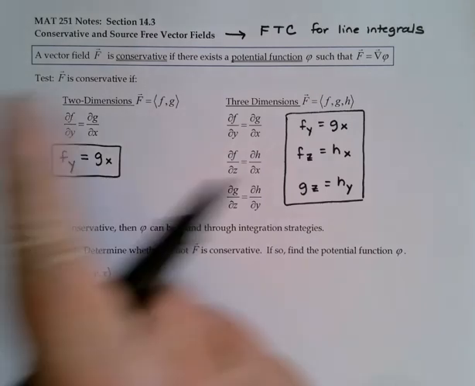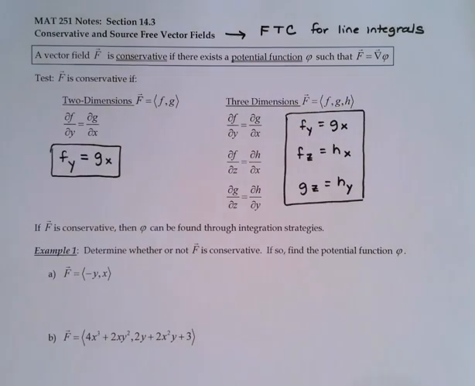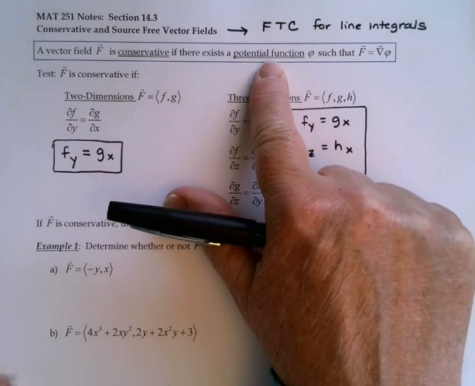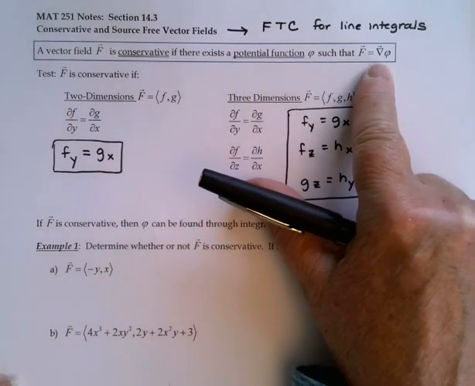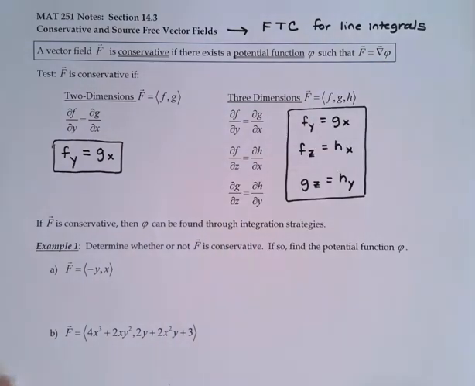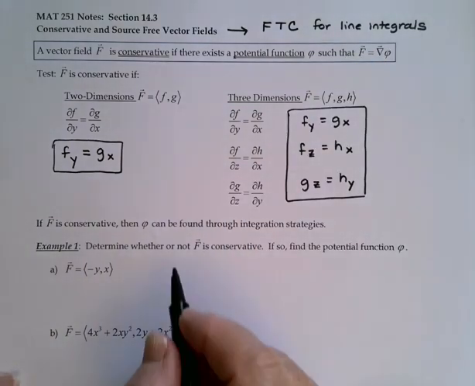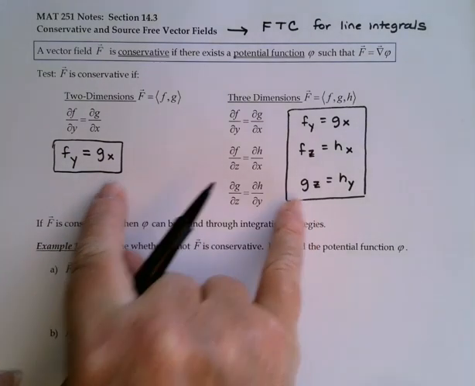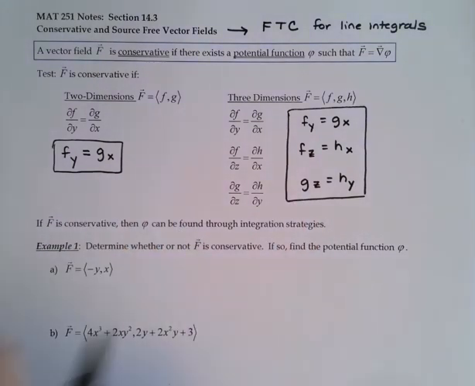All right, in order to get where we want to go, the FTC, it's going to be not only necessary to determine whether F is conservative, but to actually find the potential function. Find the phi whose gradient is equal to F. So what we're going to do is check to see if things are conservative using these tests. And then we'll be able to find phi through some integration strategies that you'll see as we go through these next couple of examples.